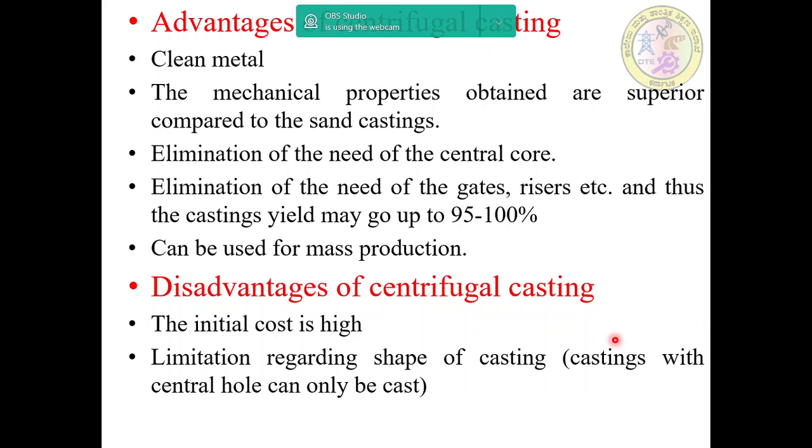And then the main disadvantages of centrifugal casting are that the initial cost is high, and there is a limitation regarding the shape of the casting, that is, only castings with a central hole can be cast. That is the main disadvantage of this centrifugal casting.